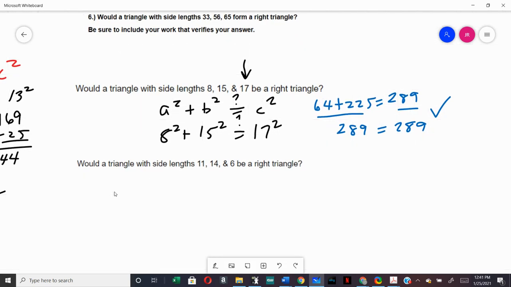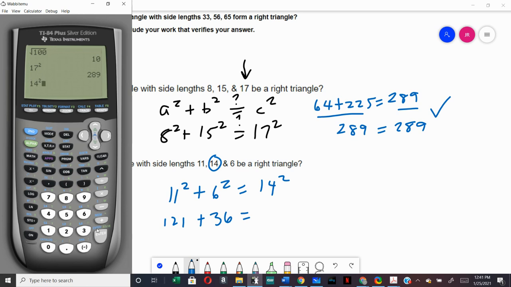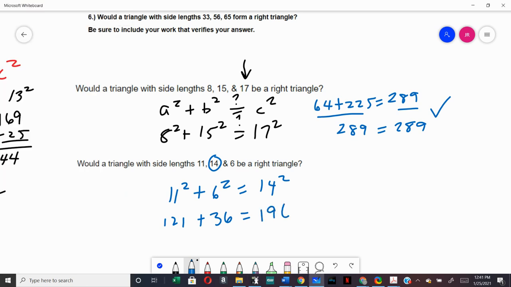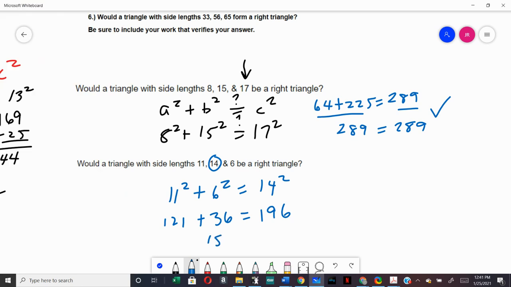Okay, let's look at this example. Be careful, check the order, make sure that the numbers are right. 14 right here, and that's going to be my c. 11 squared plus 6 squared equals 14 squared? 11 squared is 121. 6 squared is 36. 14 squared, again, 14 squared is 196. Does 121 plus 36 equal 196? Well, 121 plus 36 equals 157. That does not equal 196, so this is not a right triangle.